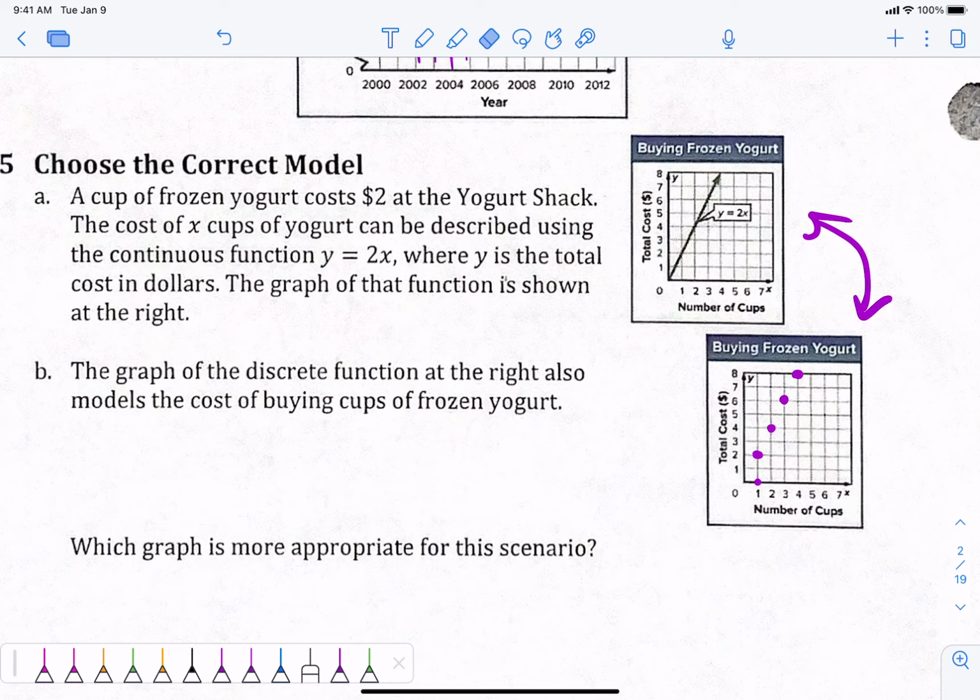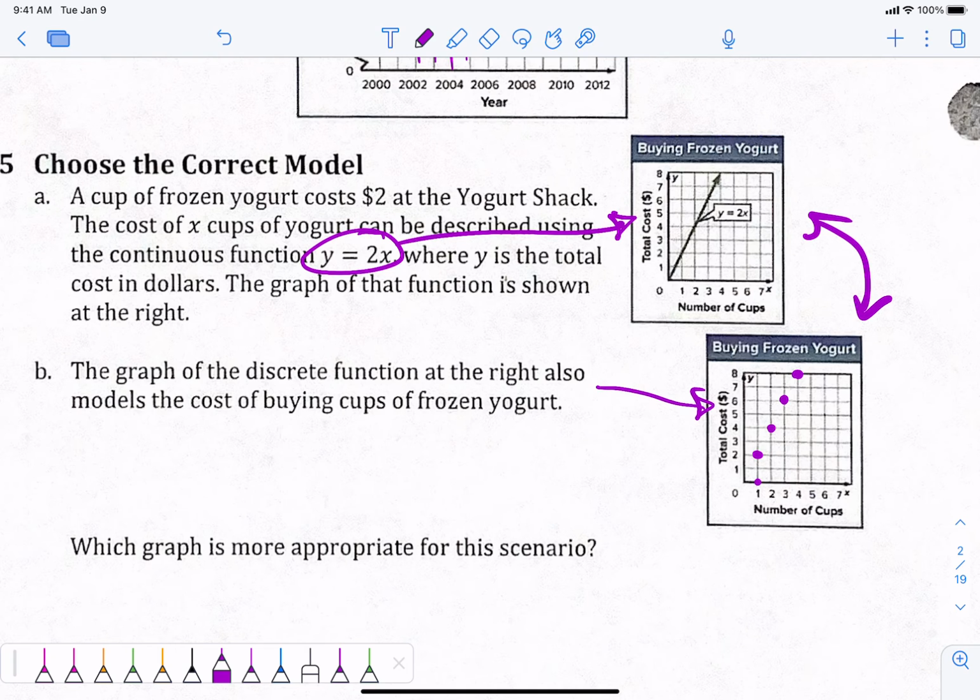The cost of x cups of yogurt can be described using the continuous function y equals 2x, right? This is the equation that we have, and that's graphed here, where y is the total cost in dollars. The graph of the function is shown at the right. Part B says the graph of the discrete function is also shown at the right. So we don't have an equation for that one, but we just have the dots. Which graph is more appropriate?